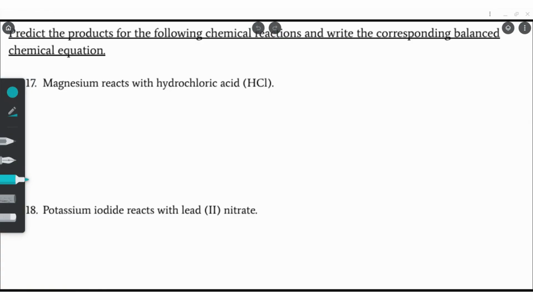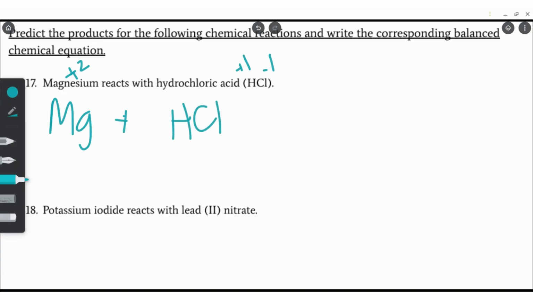The first thing that I like to do is go through and just identify the charges on everything in its ionic form. So magnesium is going to be a +2, and then hydrogen is going to be +1, chlorine is going to be -1. And so that will help us if we have to make any new compounds. And so right now, when it just says magnesium by itself, that means we just have Mg. I'm going to rewrite that. Mg. And then that's going to react with HCl. It already gives us that, which is awesome.